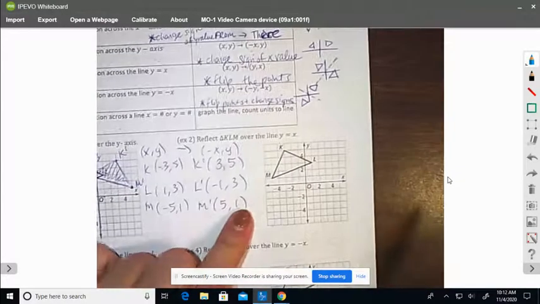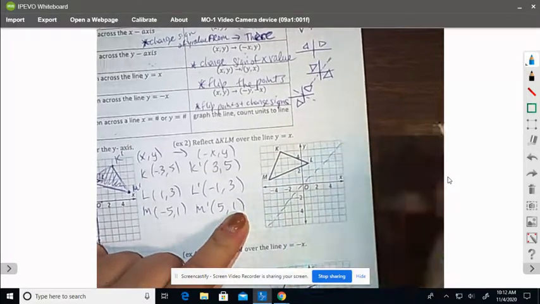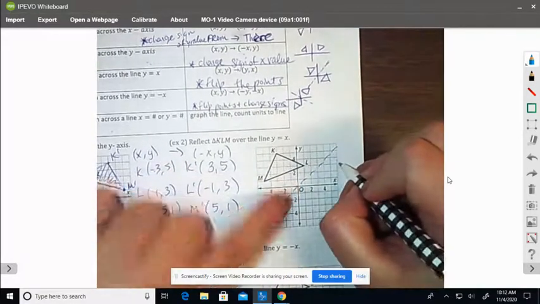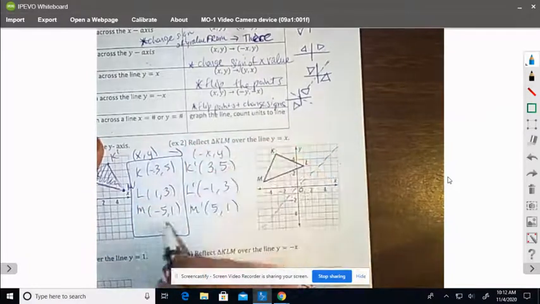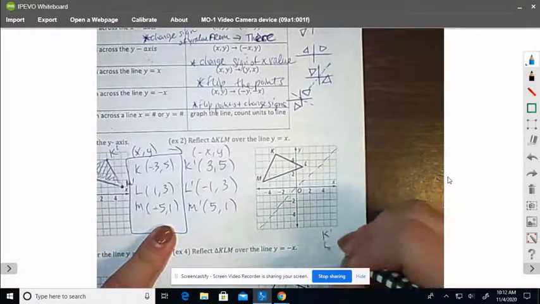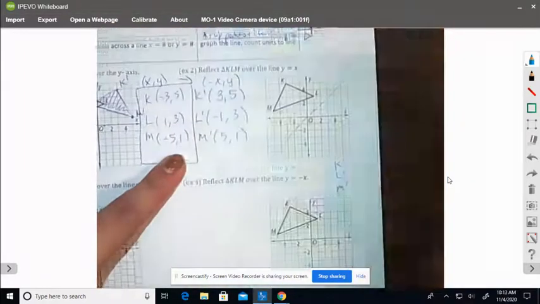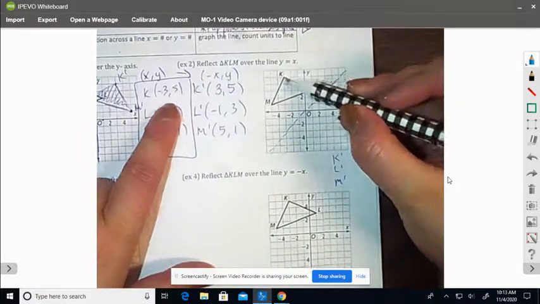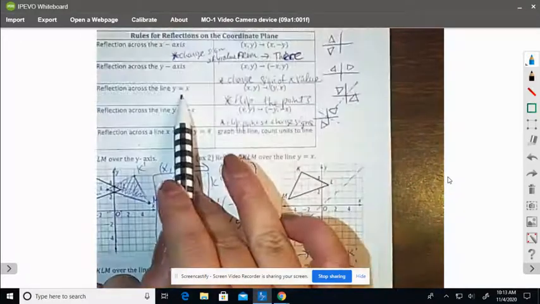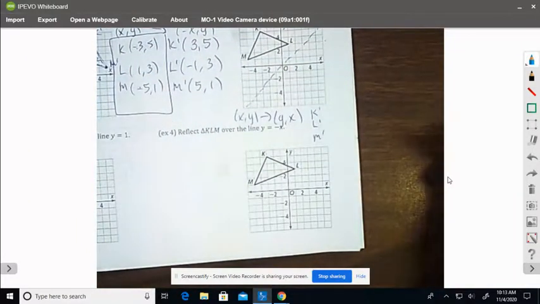Now this one over here, we're reflecting KLM over the line y equals x. This is that line y equals x. That's the line of reflection. So what they want us to do here, and these are the same KLM points, this is the same shape. So I'm going to, over here, put my K prime, L prime, and M prime, just for sake of space. So what I'm doing here is going from xy to yx. This is a reflection over y equals x. So I am flipping the points. I'm not changing any signs, just flipping the points.